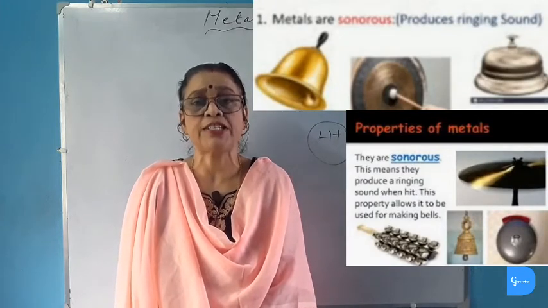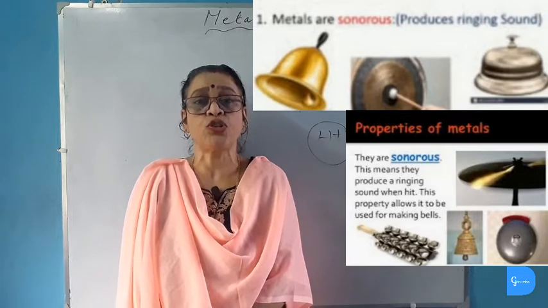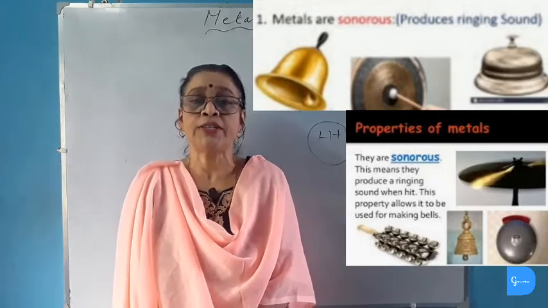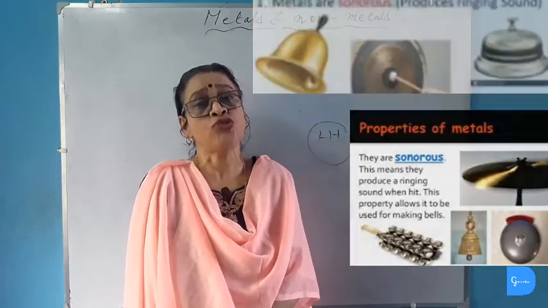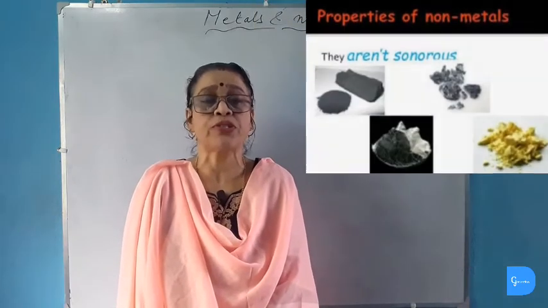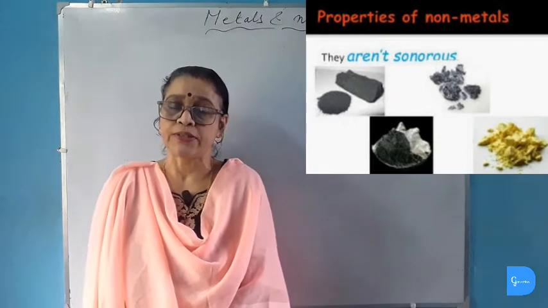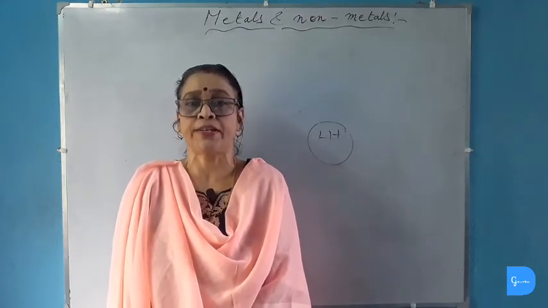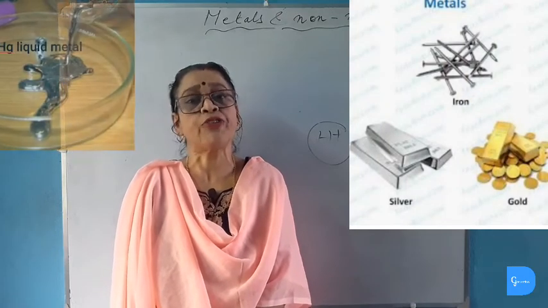And for this characteristic property, metals are used for making bells and for making strings of musical instruments. On the other hand, non-metals are non-sonorous. That is, they do not produce sound when hit by an object. Number 5. All the metals are solid in nature except mercury, which is a liquid metal.